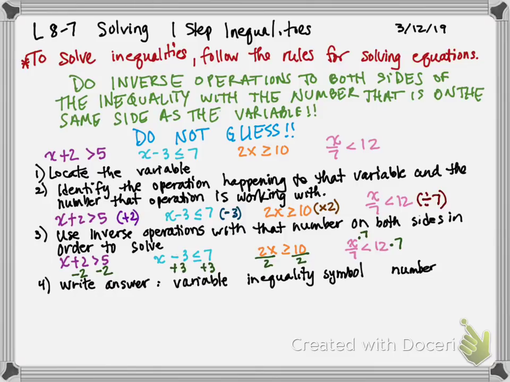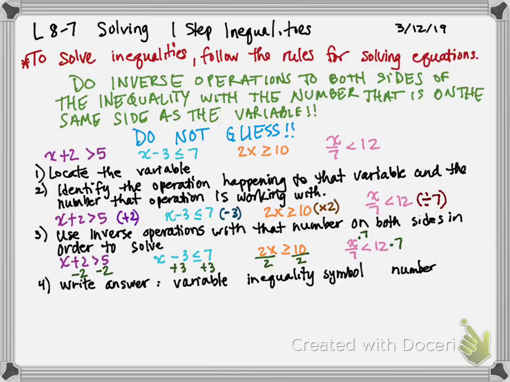So if it ends up being 3 is less than x, then we need to rewrite it so it's x is greater than 3. Did I say 2 or 3? I can't remember. Silly me. All right, so let's see what we ended up with.